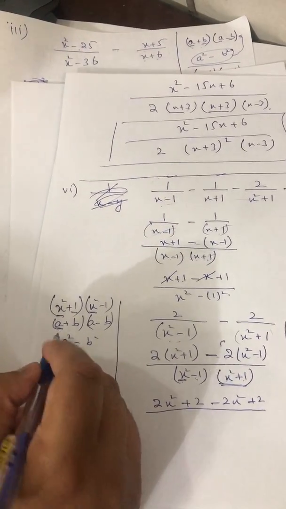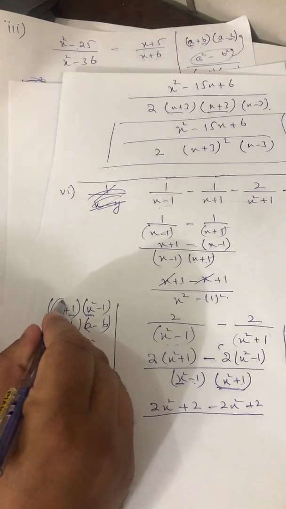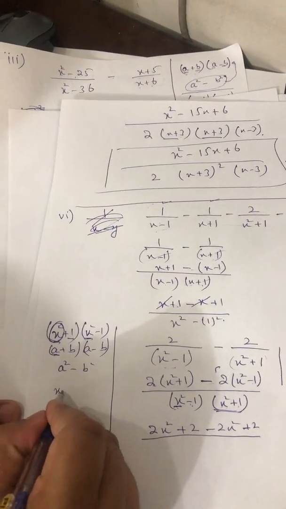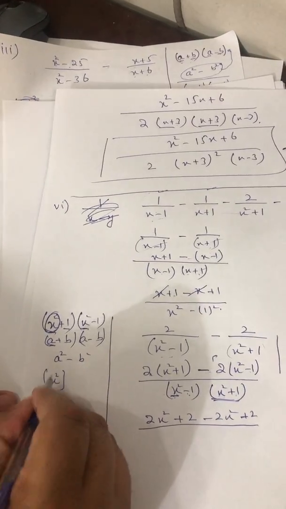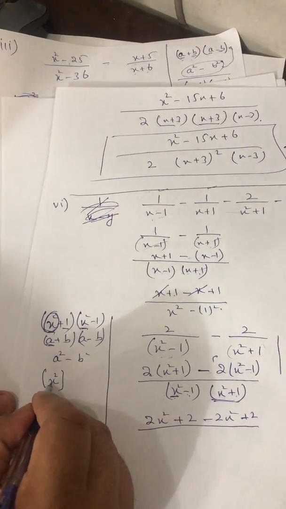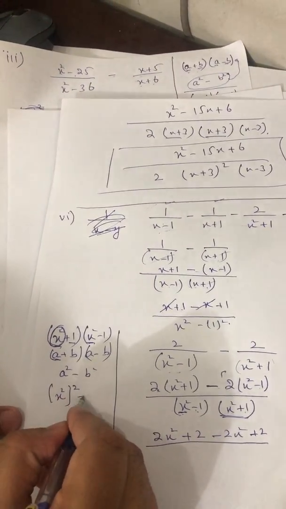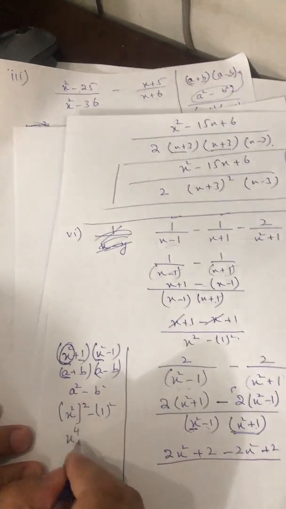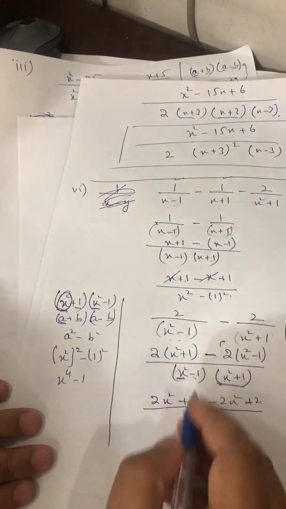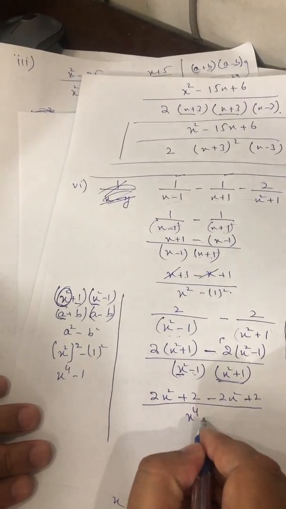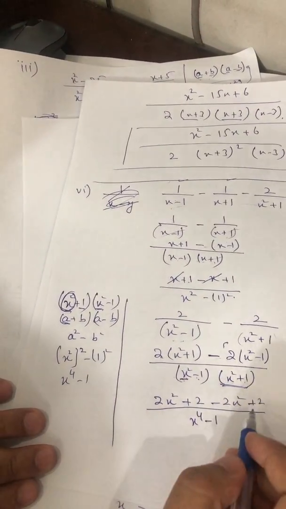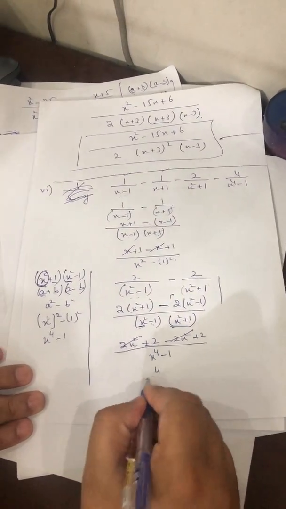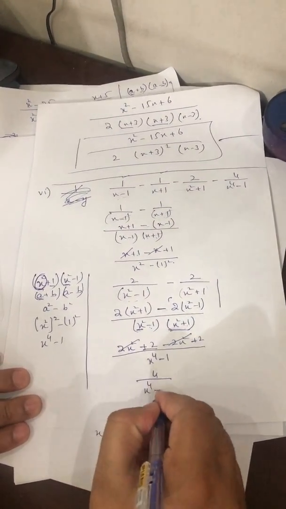So in that case, the a term is this one. Keep it as x to the power 2, and there is a power 2 again. The a term is x to the power 2, with a power 2, minus the b term, which is simply 1. x⁴ - 1. So what is the result? x⁴ - 1. So what is this? This will be cancelled. Plus 2 becomes 4 divided by x⁴ - 1.